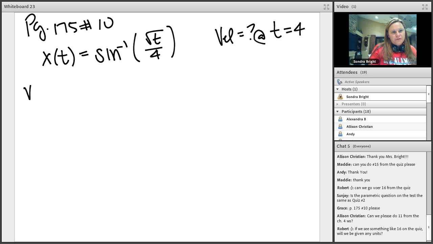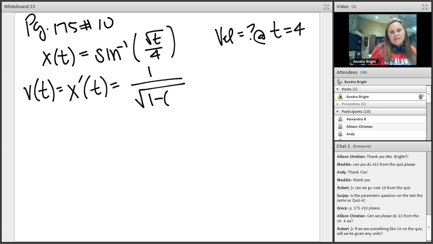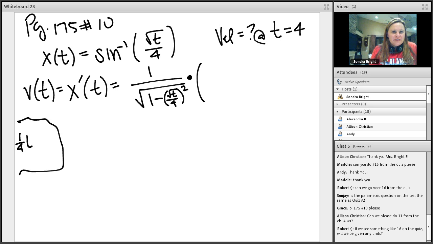All right, so your velocity is going to be the derivative of this. And if you remember, the derivative of inverse sine is 1 over the square root of 1 minus your blah blah squared, and your blah blah is the square root of t over 4. But then you need to do chain rule, which means times, let me go off to the side over here. So this is like 1/4 t to the 1/2 power. Square root is to the 1/2 power, divided by 4 is like times 1/4.